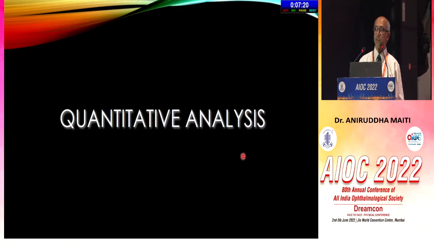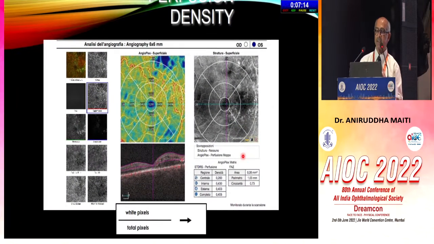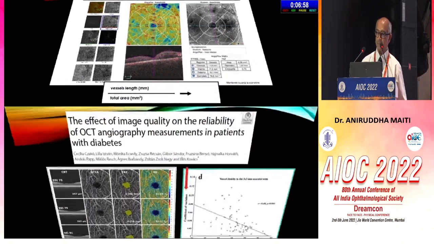Obviously, being a digital method, another advantage is that it gives you quantitative analysis. I'm not going to go into the intricate details, but basically what it gives you is the potential for perfusion in that area, and this is measured either in the form of vessel density or in the form of perfusion density. And again, I'll show you some examples of how that can be useful. So this is vessel density.